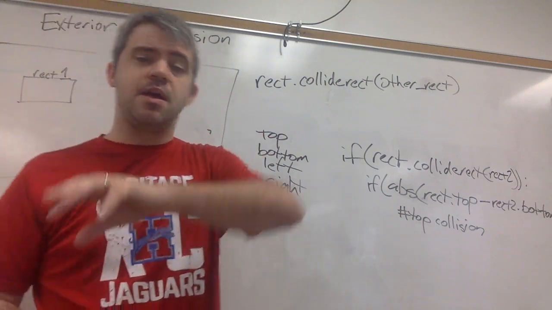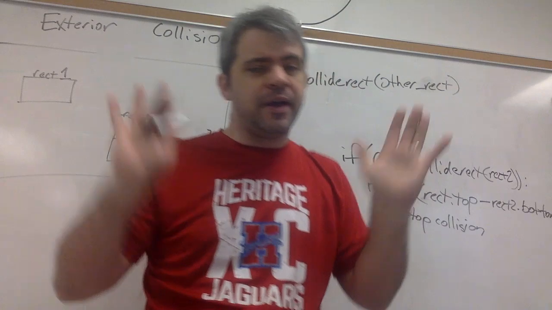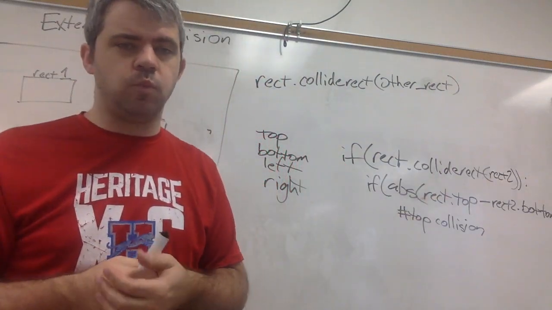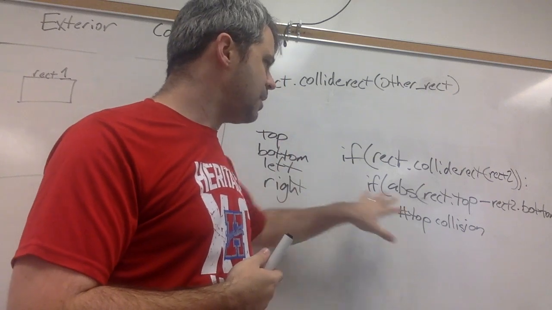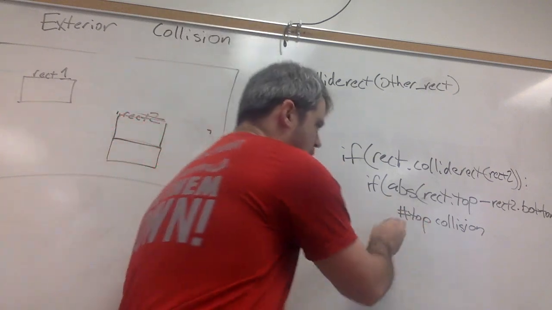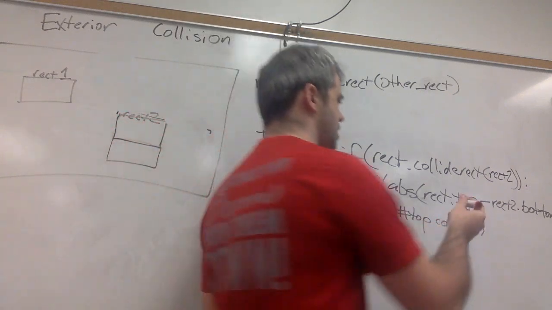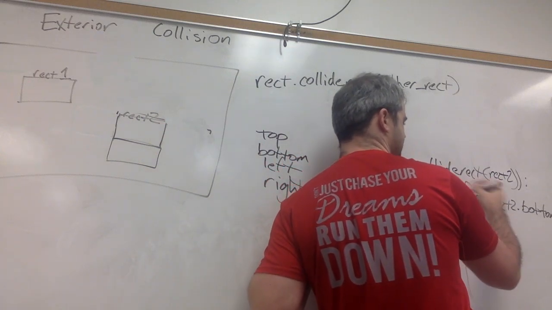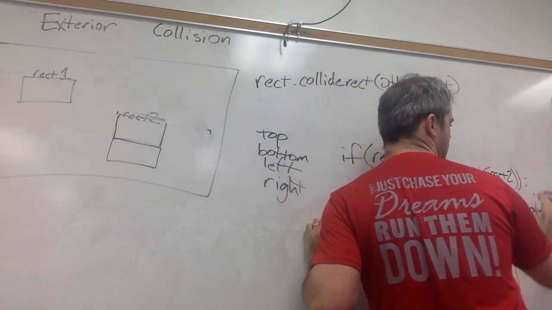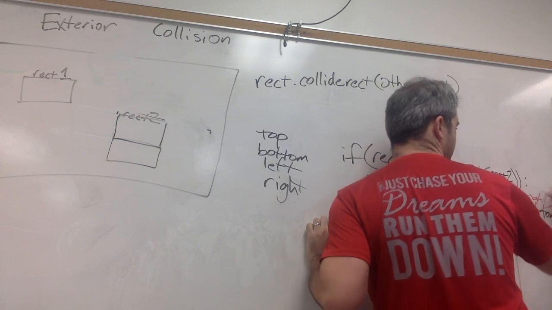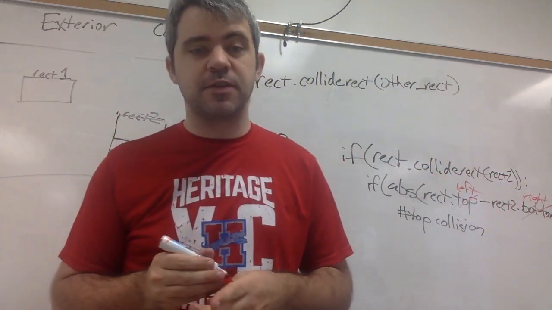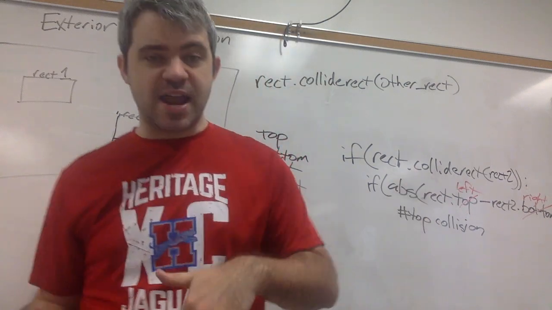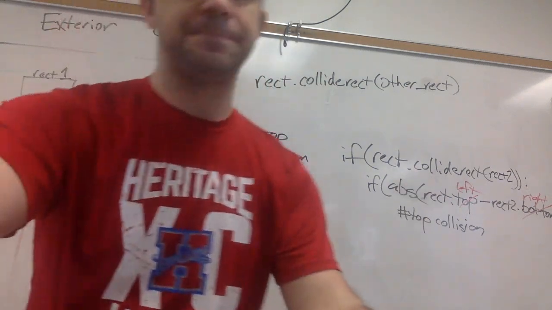You know, in the game, maybe when you collide, you bounce off. It just depends on what kind of physics you're going for. But as we do these other ifs, if it was left, then we would check if it was colliding with the right. And that's really the only difference between interior collisions and exterior collisions, all right?